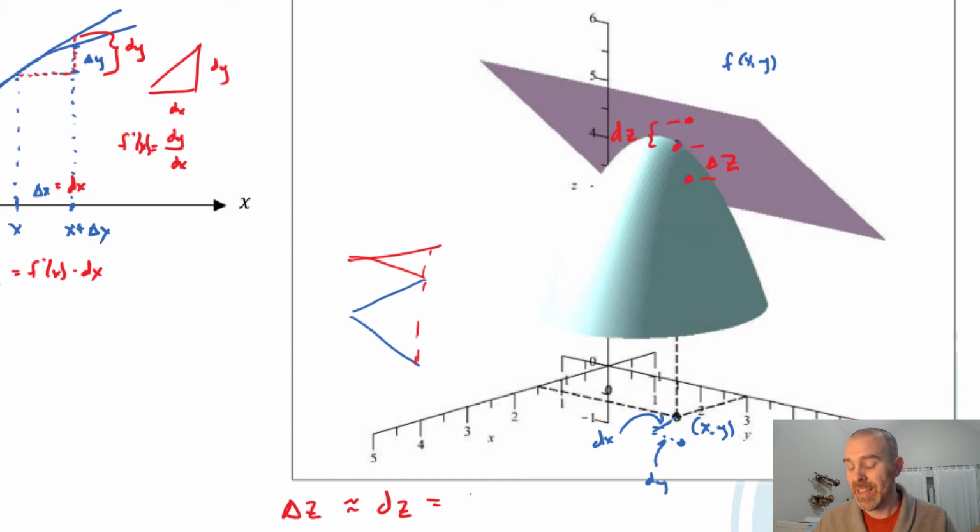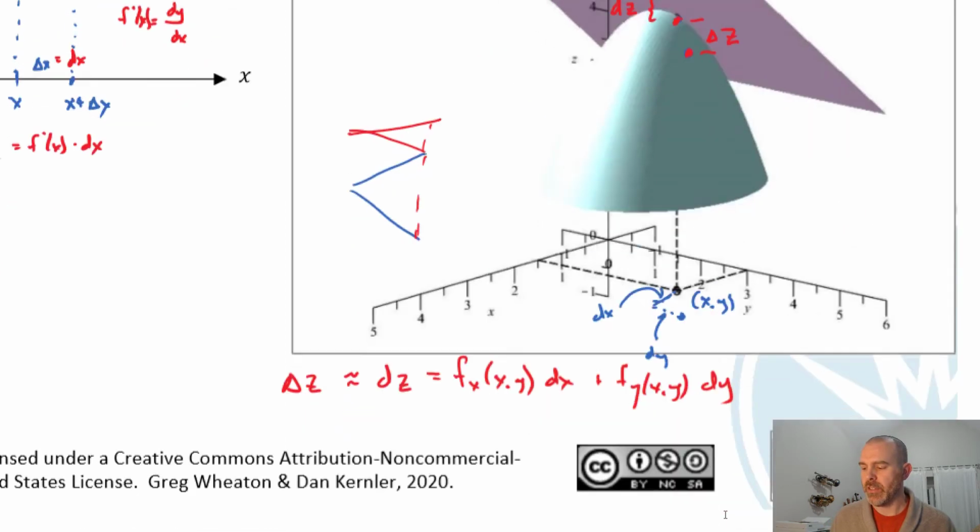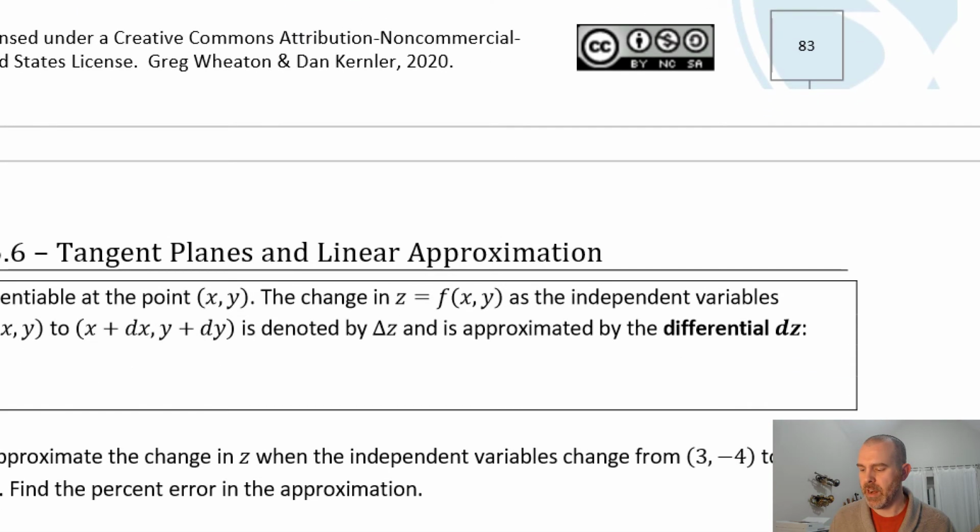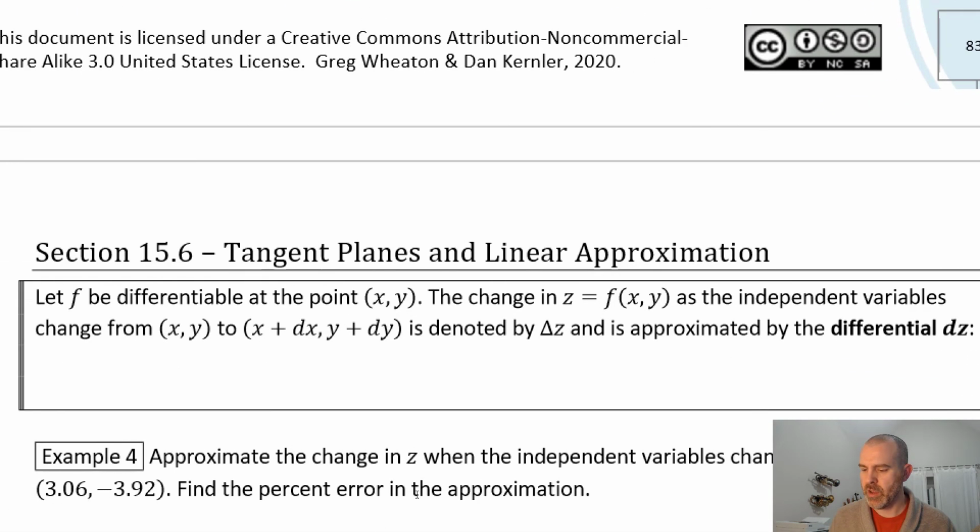So that's the slope in the x direction times the change in the x direction, plus the slope in the y direction times the change in the y direction. And that is the differential. Let me fill that in on the next page here.